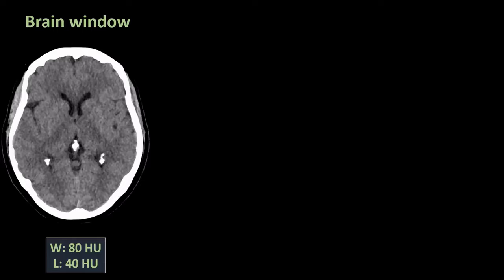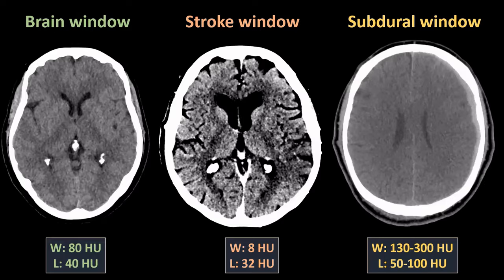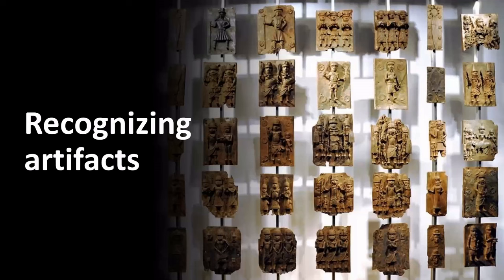So let's summarize these windows. The brain window is the classical window. That's what you start with. But if you're dealing with a stroke patient, use the stroke window. Use a window center that's about the density of gray matter with a very narrow window width. And in a subdural window, use a window center that's about the density of acute blood and use a relatively wide window width to generate more contrast between the skull and a small subdural hematoma.